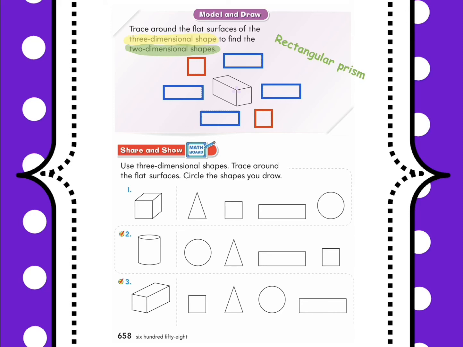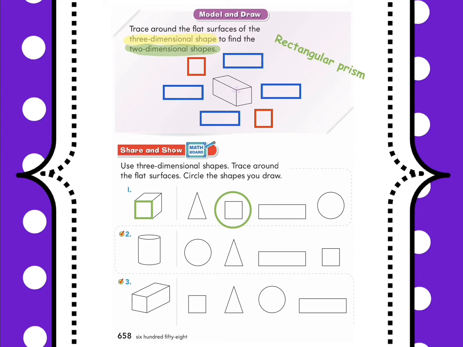Now, if we go down to the share and show activity, they want us to use the three-dimensional shapes to trace around the flat surface, and then tell them what shape we draw. On the left side, we have the three-dimensional shapes, and on the right side, we have the 2D shapes. Number 1, this is a cube. If I trace the face of the cube, what am I going to find? A triangle, a square, a rectangle, or a circle? Excellent, it's a square. Wonderful.